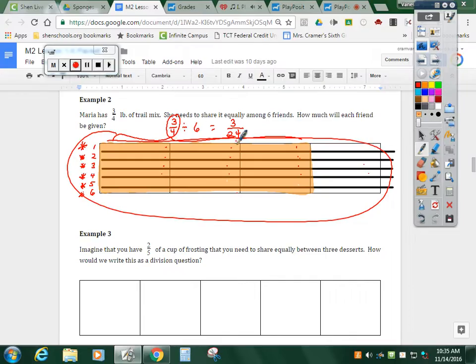It does, okay? So hopefully eventually we'll be graduating away from drawing all these pictures, but I do want you to have a fundamental understanding of what it looks like when you divide fractions. Okay, so let's try the next one.